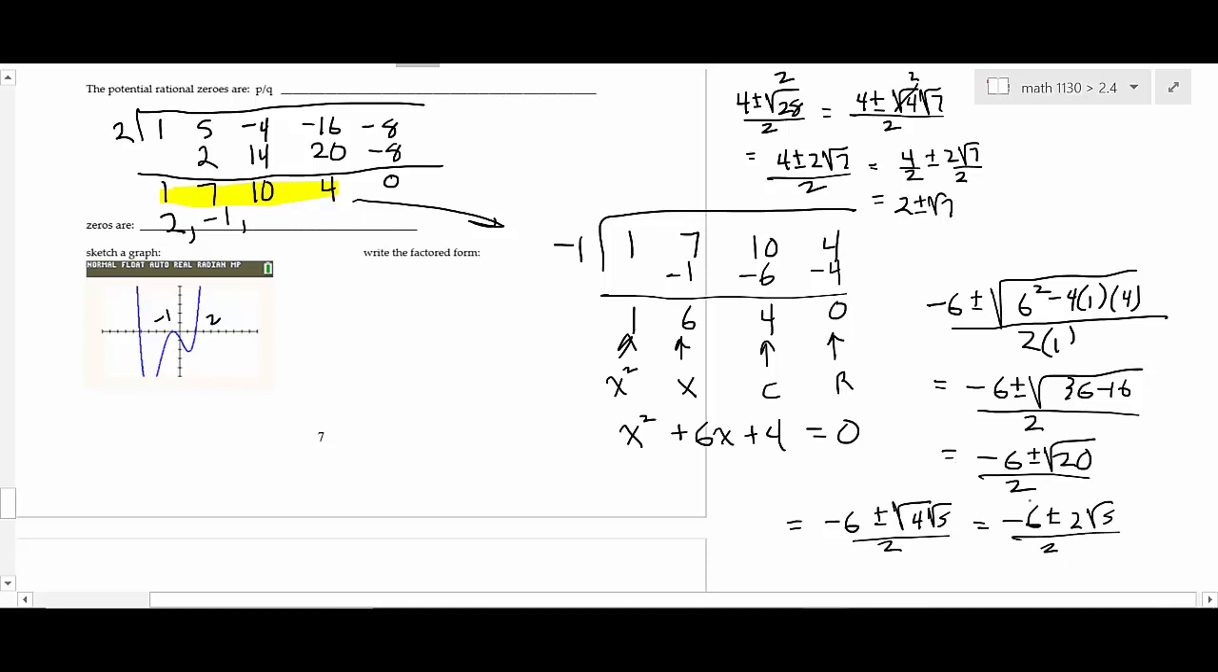Now you can divide that in your head. 6 over 2 would be -3. The 2's cross out, plus or minus root 5. So you would end up having -3 minus root 5 is a 0, and -3 plus root 5 is a 0.